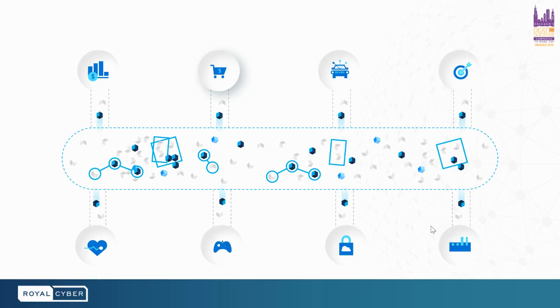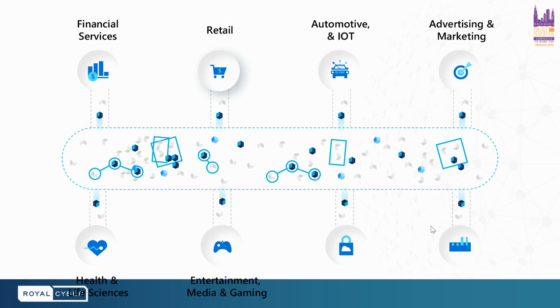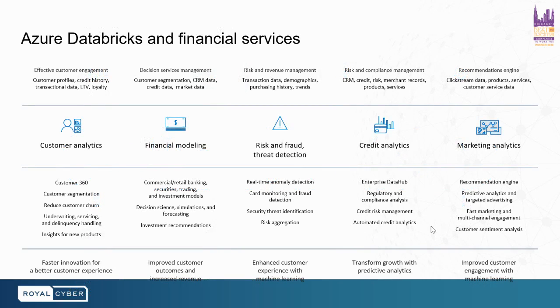We have seen massive adoption of this architecture in the following verticals: financial, retail, automotive, and IoT, advertising and marketing, health and sciences, entertainment media, security, and industrial IoT. Let's take a few examples to see how the modern data architecture is being used in these verticals. In the financial industry, it has been used to do customer analytics by looking at the customer profile, credit history, transactional data to derive a customer 360 model and to do customer segmentation, reduce customer churn, and also gain insight for new products.